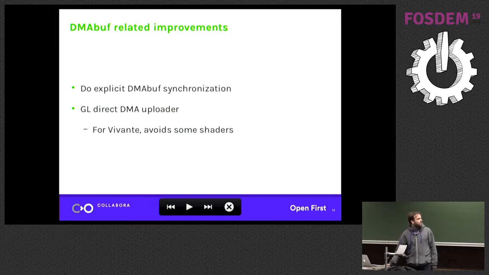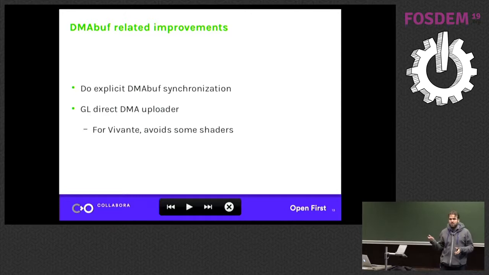And we have a direct GL DMA buff uploader. So traditionally, when you would import a YUV image, you would have to use a shader to convert it to RGB to be able to put it on the display. But some hardware, in particular Vivante in the IMX6, can actually take the YUV and display it directly, entirely in the hardware. So there's a direct uploader now that bypasses the shader that does the conversion.